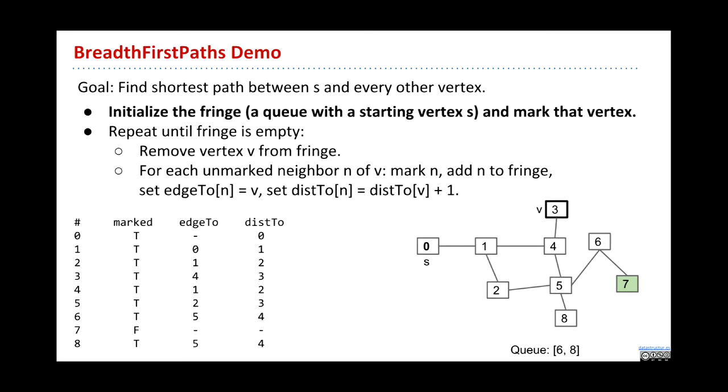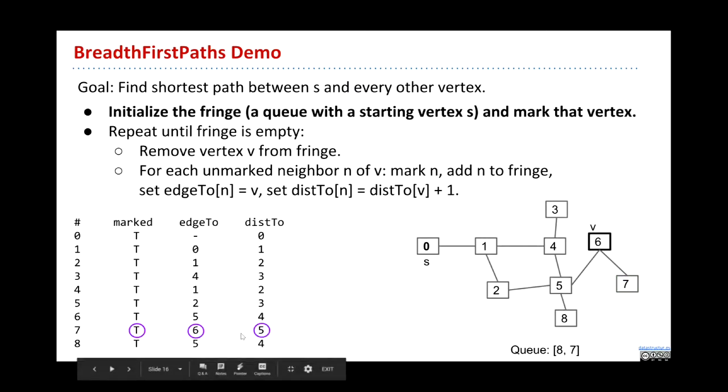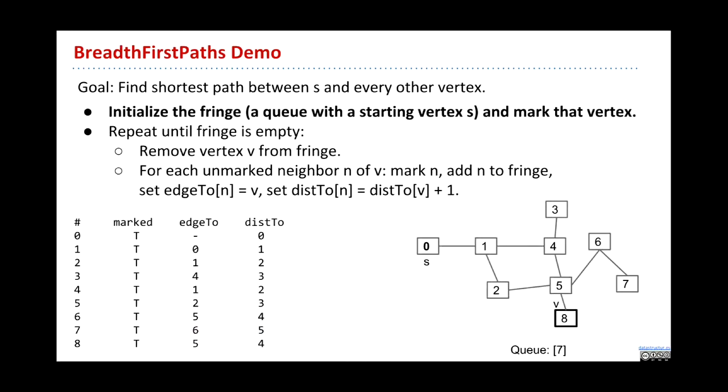All right, so next up comes 3. 3 is removed from the queue. How many unmarked neighbors does it have? None, so we don't do anything. All right, who's going to be the active vertex next? 6. How many unmarked vertices does it have? 1. There we go. We changed those 3 things. Okay, who's next to be active vertex? 8. Nothing interesting happens. 7. Nothing interesting happens. And we're done. So that's breadth first search.